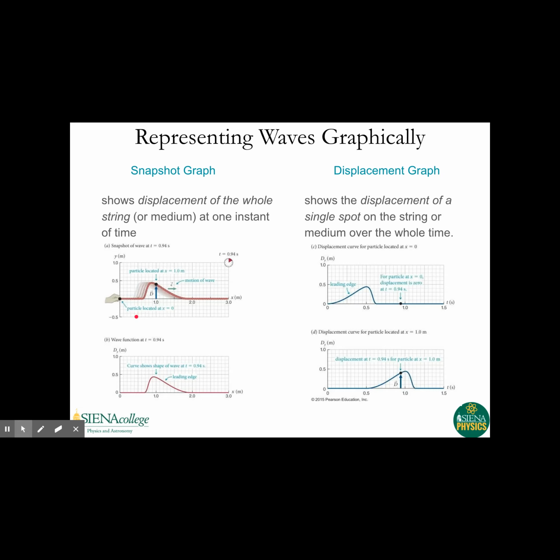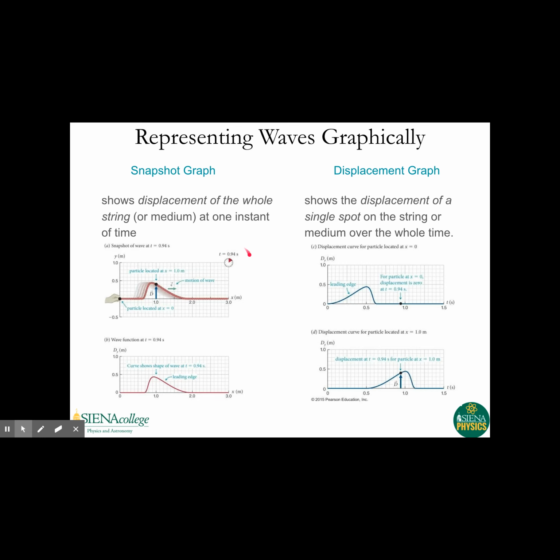We can represent waves graphically. So we have snapshot graphs and displacement graphs. A snapshot graph just shows the displacement of the whole string or the medium at one instant in time. So imagine you're standing there watching somebody wiggle a rope, and if you just had your camera out in that instant and took a quick snapshot, that would be what a snapshot graph is. The name illustrates what it is. As this person wiggles their rope, at some instant in time we took a picture. And so that's one instant in time.